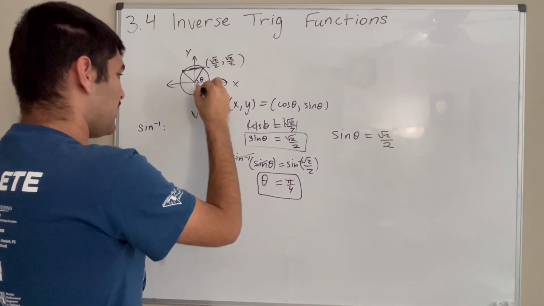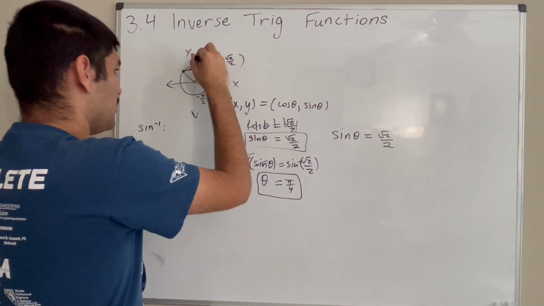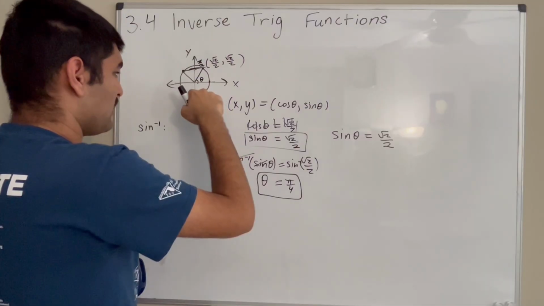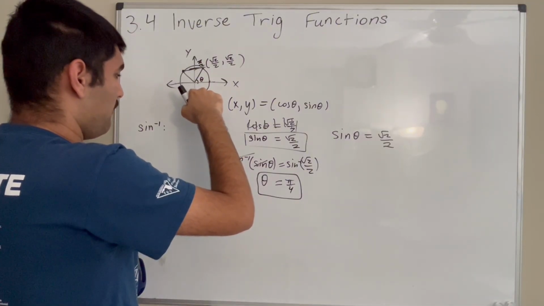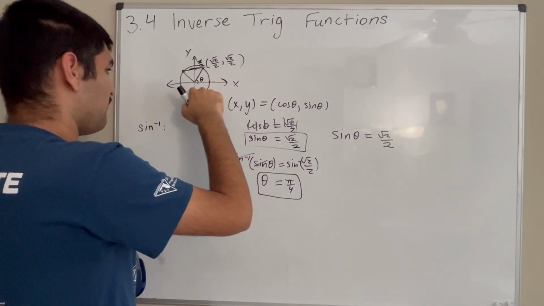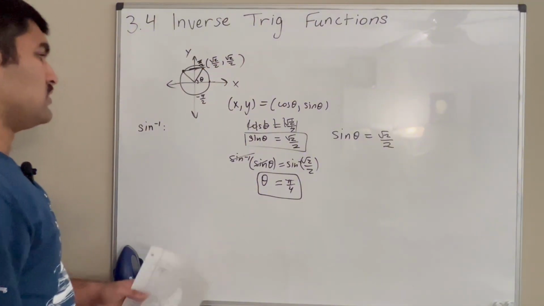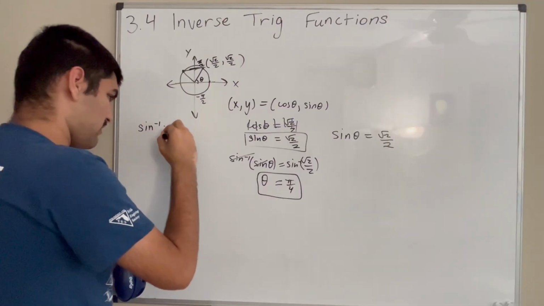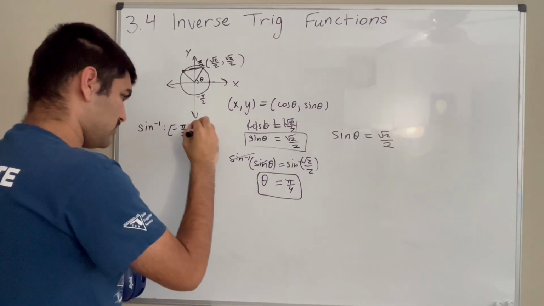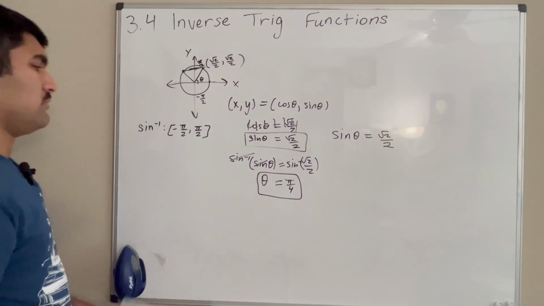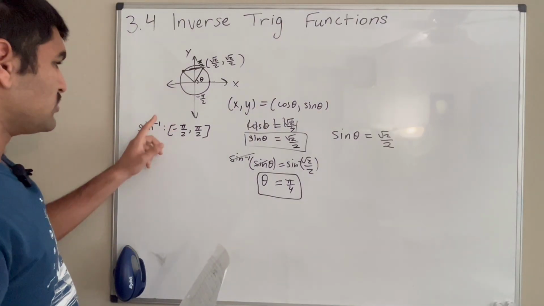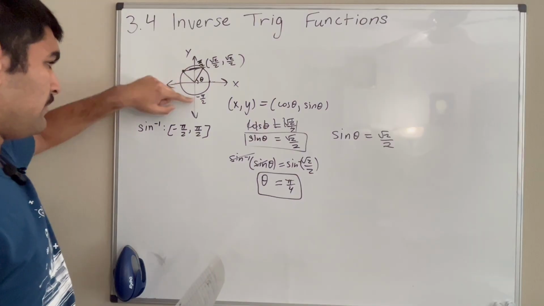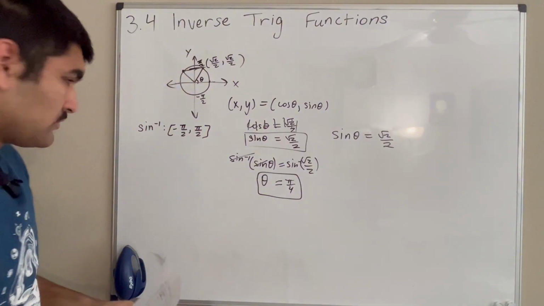But if we go from negative pi over 2 to pi over 2, then notice how we can find an angle theta that maps, kind of like that, to every single y value on the unit circle. So that's why we restrict the range of inverse sine to negative pi over 2 to pi over 2, because all of the angles in this range will map to every y value exactly once.